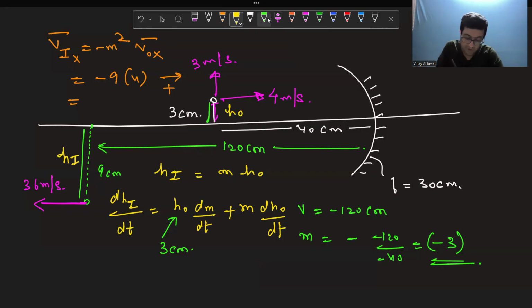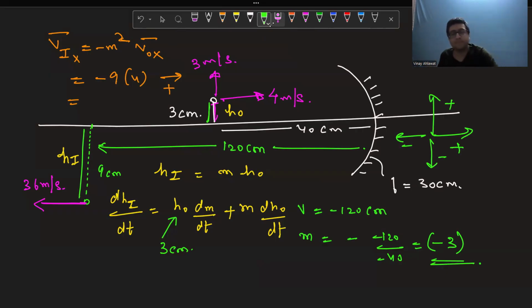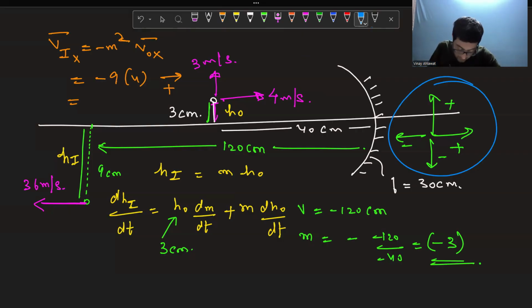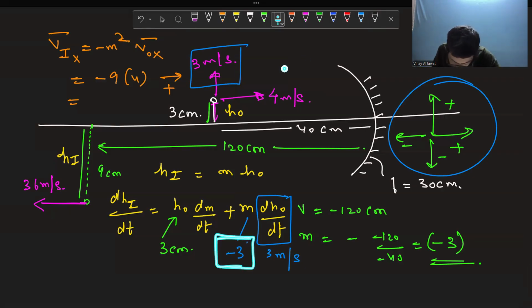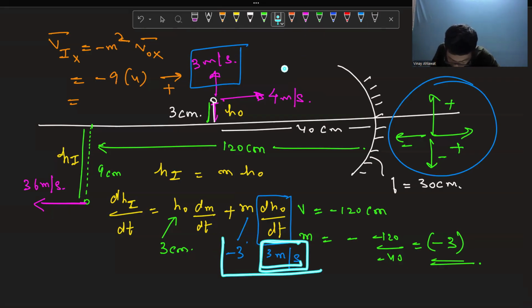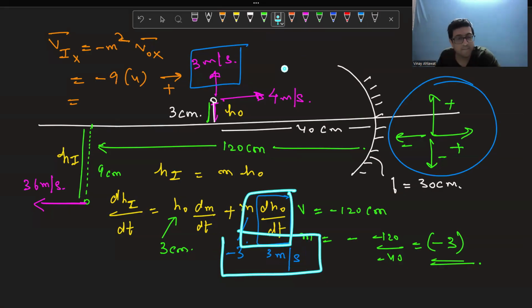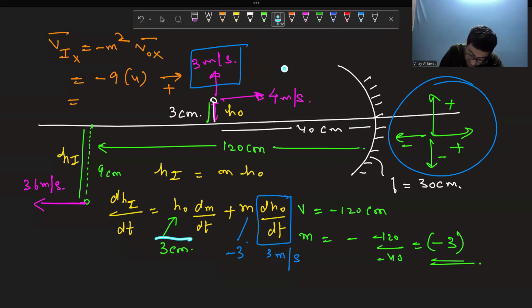So ho you will write 3 centimeter. Let us take some sign convention. This is positive and this is positive. So consequently, this is negative and this is negative. Fine. Magnification is minus 3. Be careful of the units. dho by dt is this 3 meter per second. Look, this does not make sense. This quantity is dimensionless. This is 3 meter per second. So whatever you are going to get out of these quantities is going to be in meter per second. This is in centimeter. This is in centimeter. And dm by dt you need to calculate separately.